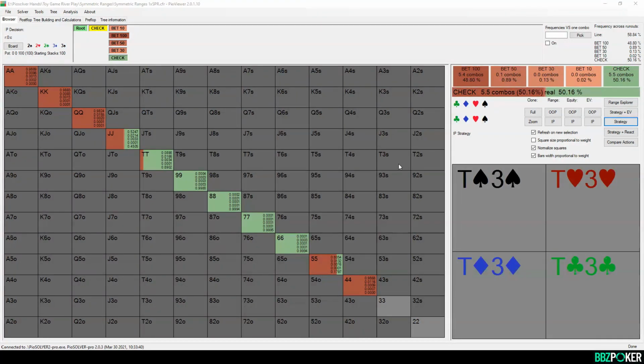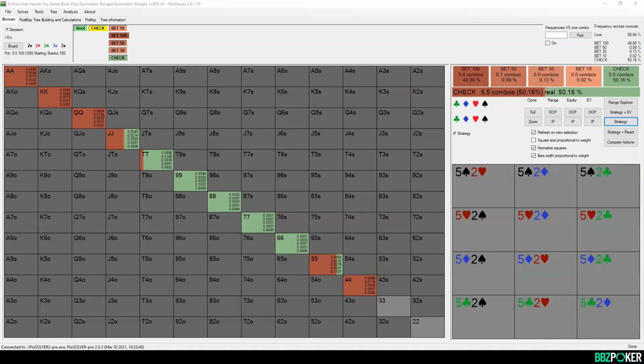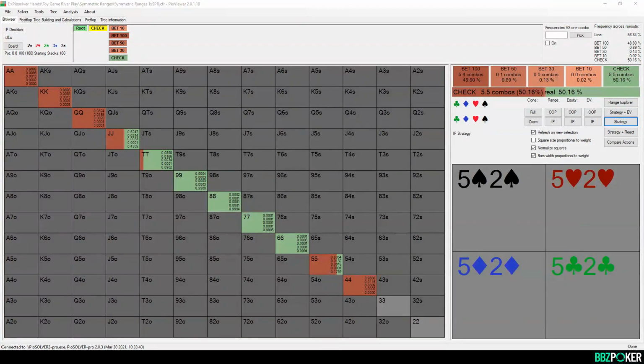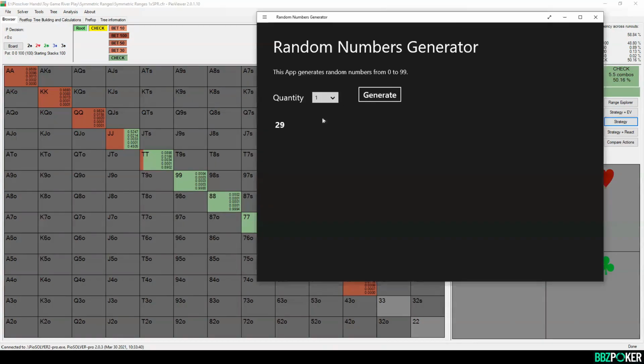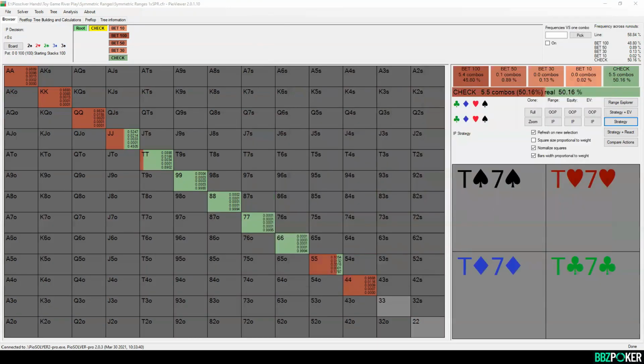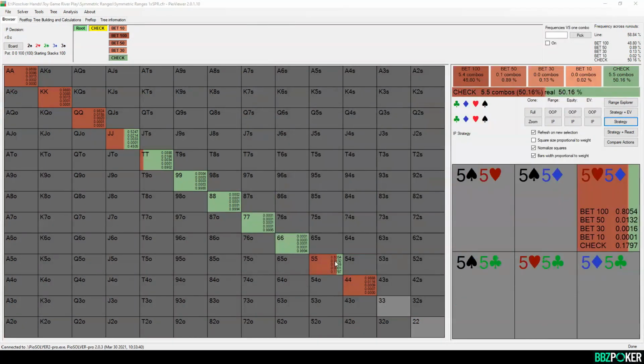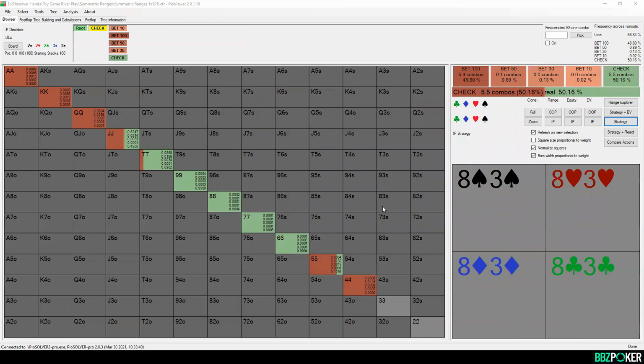You could use a random number generator to manage the frequency. If you knew it was pocket fives like this, for example, you could just take this out and say something like, okay, this rolls 1 through 100, roughly speaking. 0 through 20, I'm going to check. And 21 through 100, I'm going to bet. And in that way, you represent this 80% betting frequency and this 20% check. Again, roughly speaking, we're rounding.